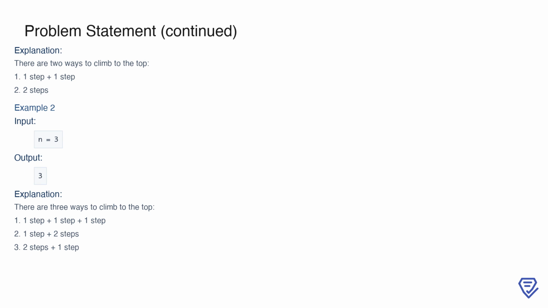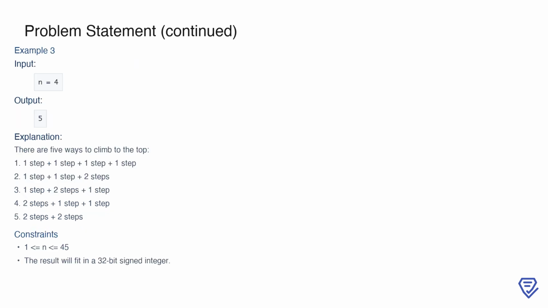This illustrates how the number of ways increases as n gets larger, because you have more combinations of one-step and two-step moves available to you. These combinations are what we need to calculate for any given value of n. Let's now take a look at another example where n is 4, to see how the number of distinct ways continues to grow.